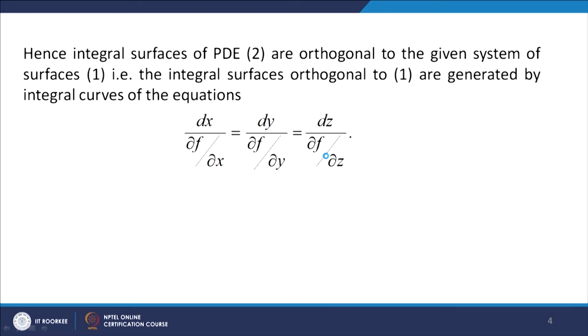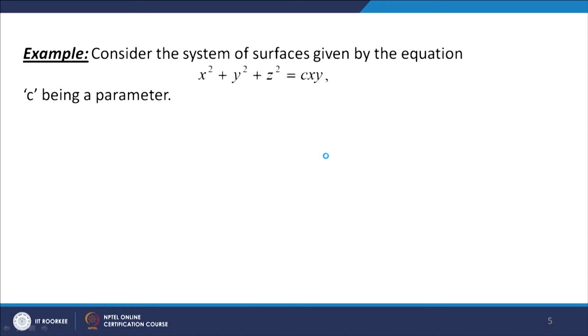So let us now consider a system of surfaces given by x^2 + y^2 + z^2 = cxy, where c is a parameter. We shall first write it in the standard form f(x, y, z) = c. If you want to write it in that form, then f(x, y, z) will be equal to (x^2 + y^2 + z^2)/(xy).